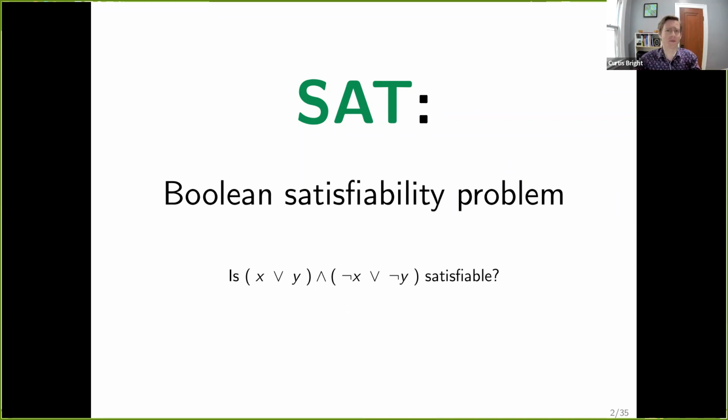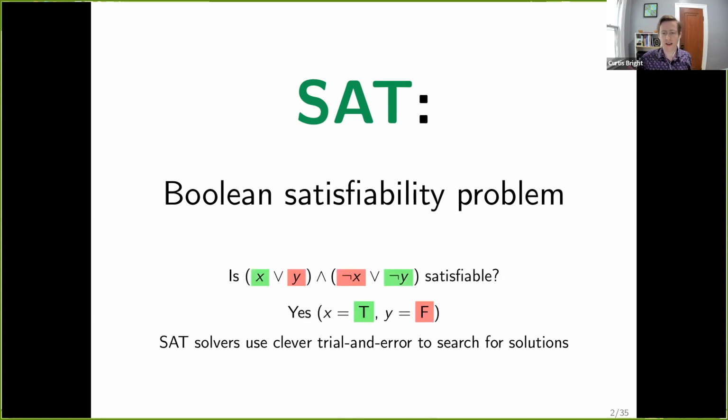So this is a classic problem, right? The satisfiability problem is you're given some logical expression. Here's an example. This is read X or Y and not X or not Y. So this is some logical expression that you can ask, is it true or false? Or can you make it true or false via some assignment to the variables? So you can assign X to be true and Y to be false, and it comes back that this is a satisfying assignment to the problem.